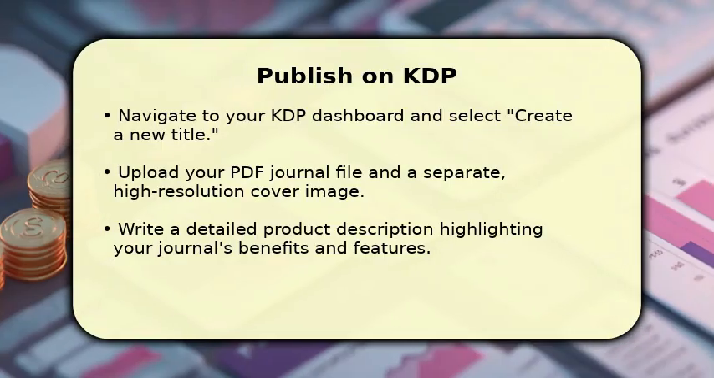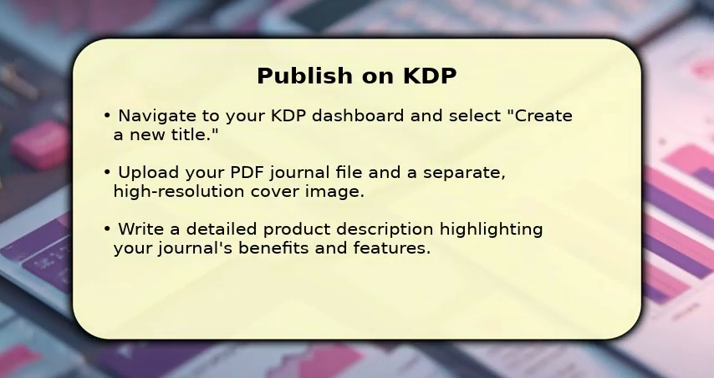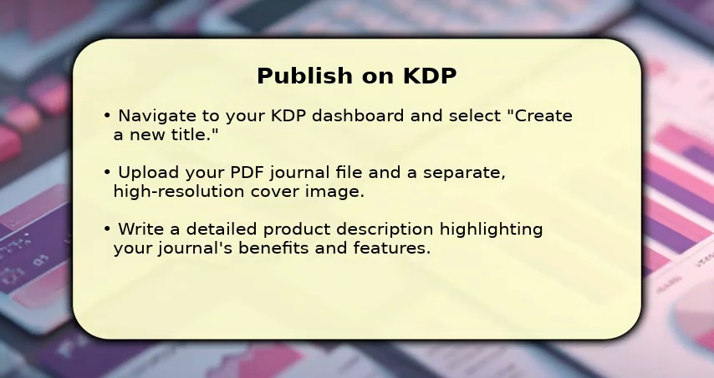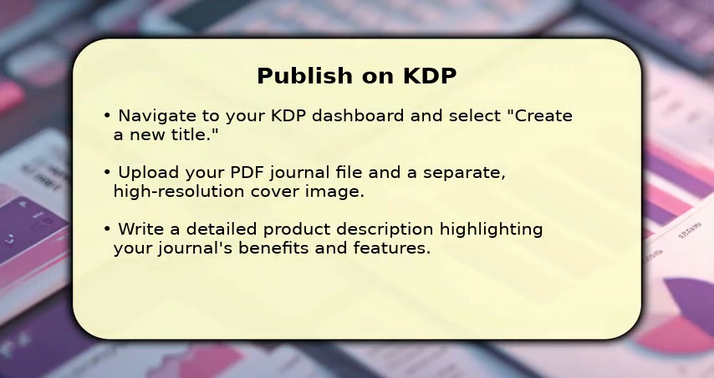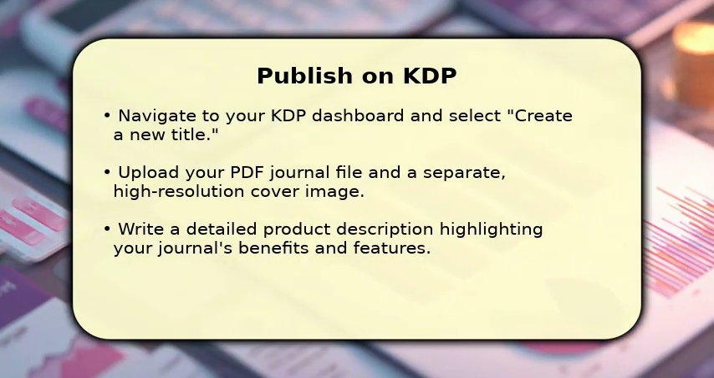Once your journal is ready, it's time to publish it on Amazon KDP. From your dashboard, select the option to create a new title. You'll then upload your meticulously crafted PDF journal file and your eye-catching cover image.